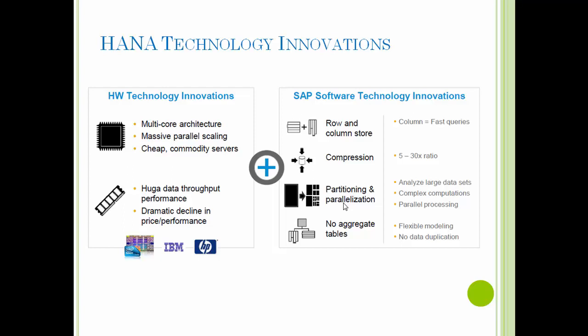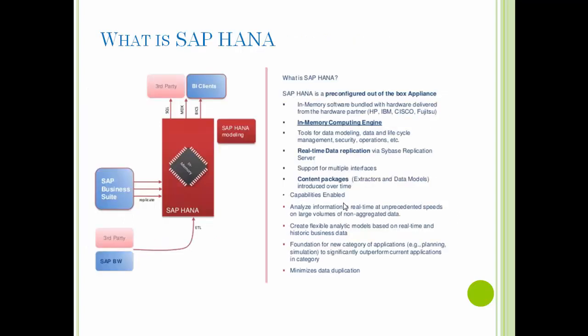So this was, as a whole, the software technology innovation. Clubbing this hardware technology and software technology innovation, we are able to achieve the desired performance optimization. Now, by learning all of this, so far we got to know what in-memory computing is and what advantages SAP HANA offers and how it offers them from a technical and business point of view. So now let us summarize what SAP HANA is.